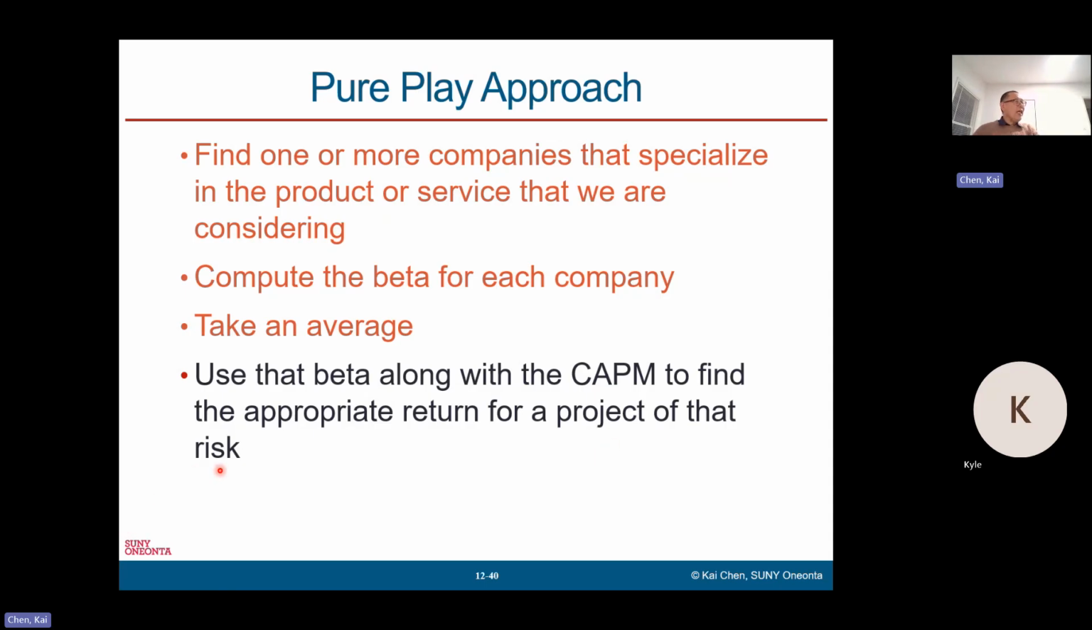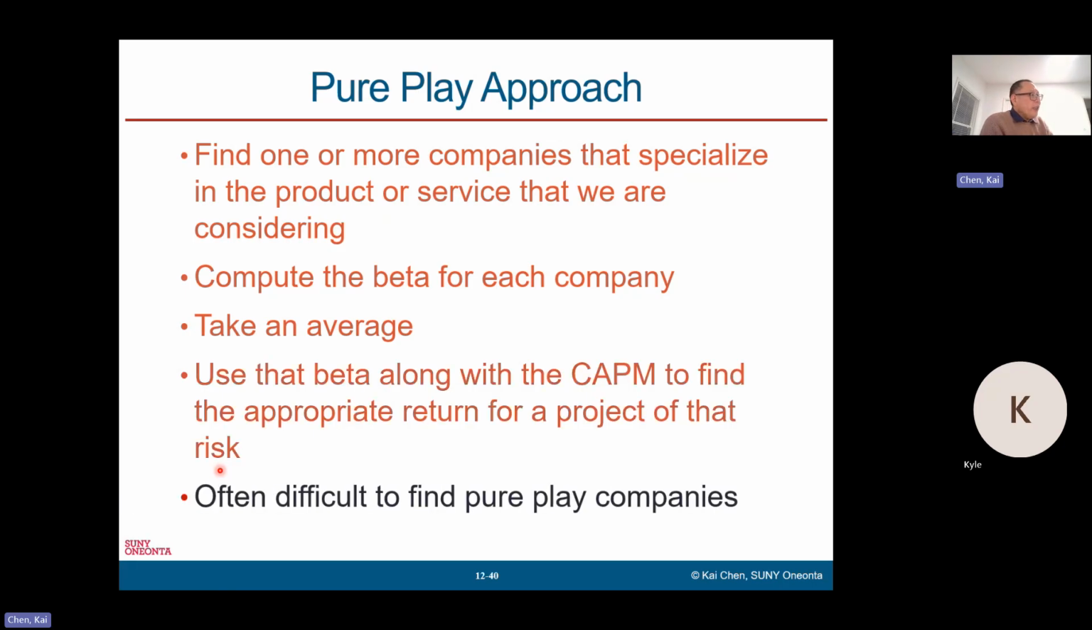After we get the average beta of a couple of companies specializing in the same projects, we can apply this beta into the CAPM and find out the required rate of return for our project. So that is one way. We call this the pure play approach.